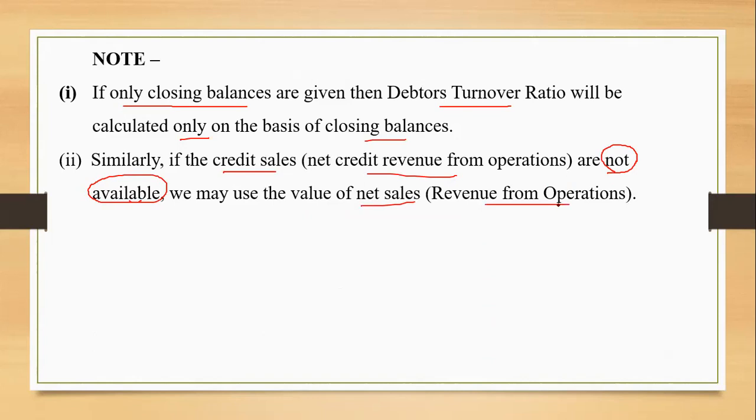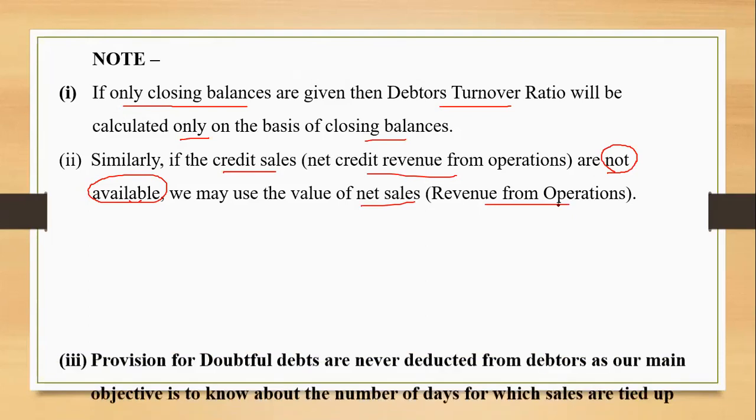I repeat, total sales is given, but how much is cash is not told. In that case, we simply need to assume that the total sales itself is credit sales. And if sales return is also not given, then we understand that the total sale itself is the net revenue from operations.